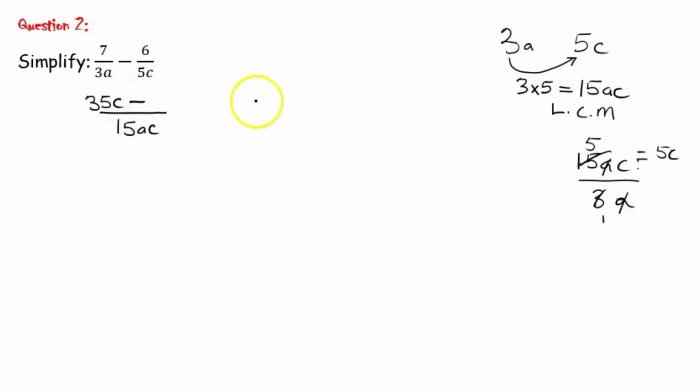Minus. Then again we have 5c. So you are going to say 15ac again. You'll be dividing the lowest common multiple, the LCM, by the denominator in each case. So we have 15ac divided by 5c. The c cancels, and 5 in 15 is 3. So we have 3a left here. Now we multiply by 6: 6 times 3 is 18. So you have 18a.